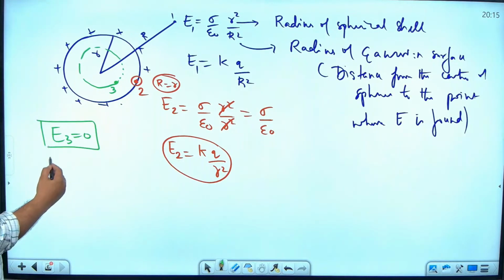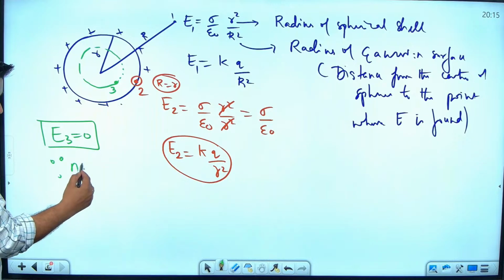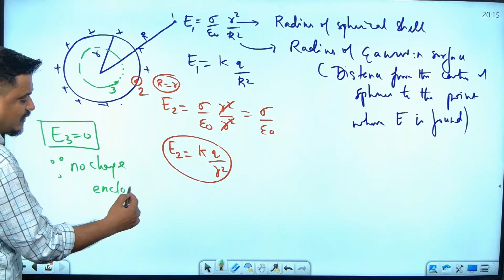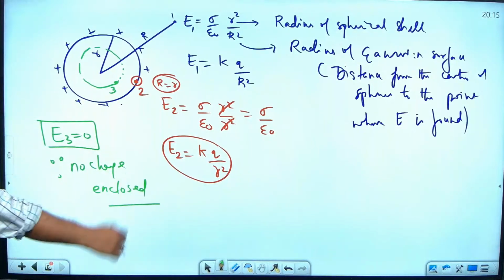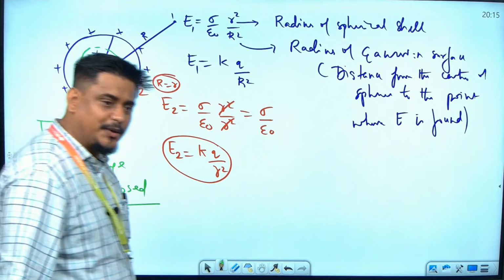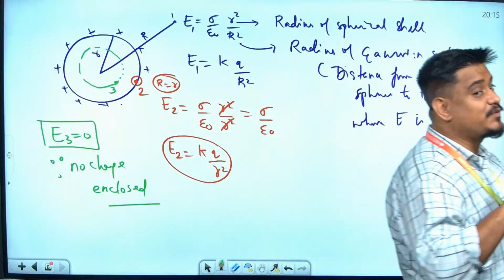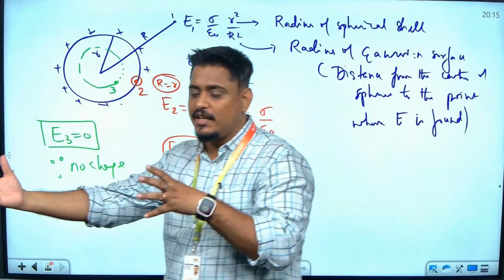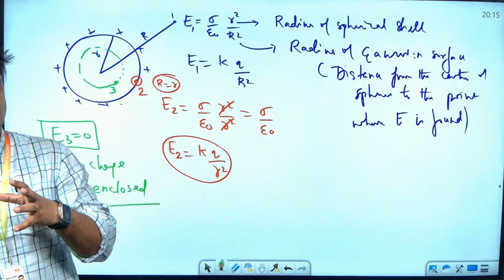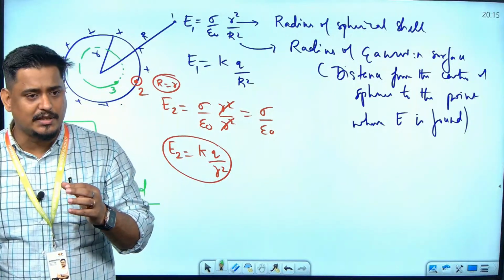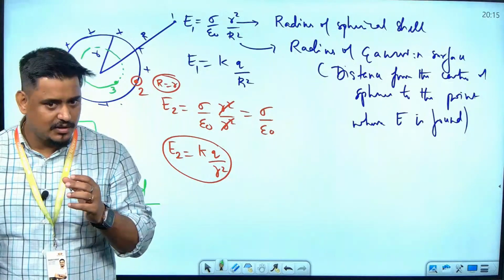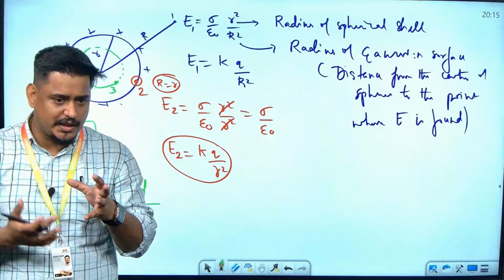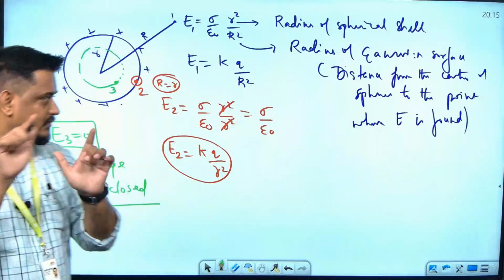Why? Since there is no charge enclosed, where is the flux? Where is the electric field? Are you getting my point? So for a charged spherical shell, outside the shell, the value is sigma by epsilon naught into r square by r square, which is equal to kq by r square. On the shell, sigma by epsilon naught or kq by r square. Inside the shell, 0.